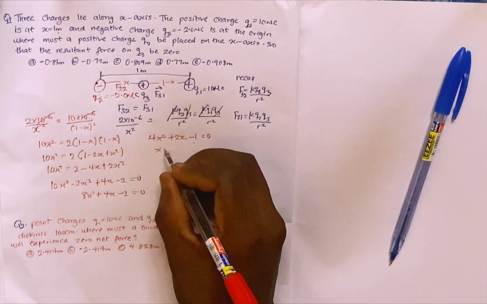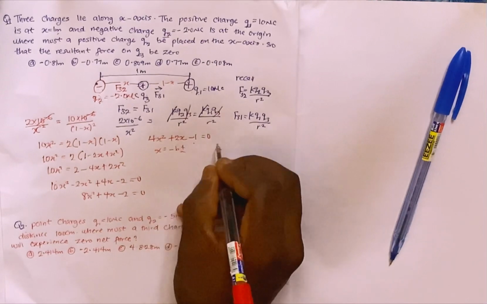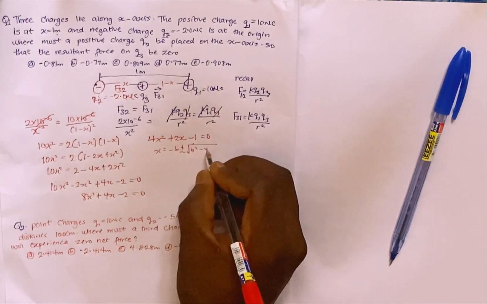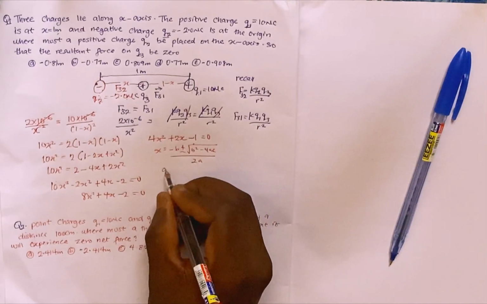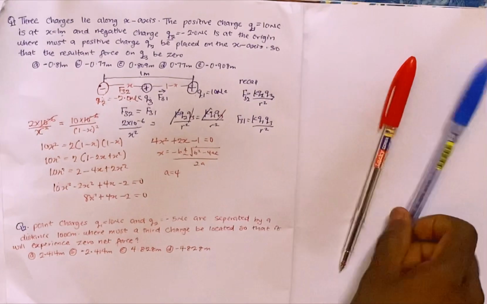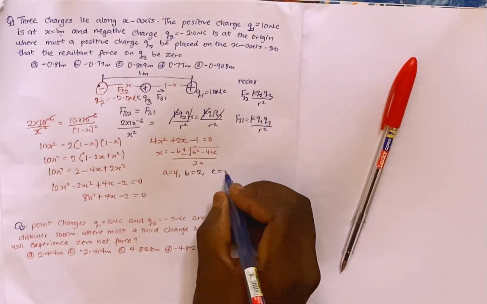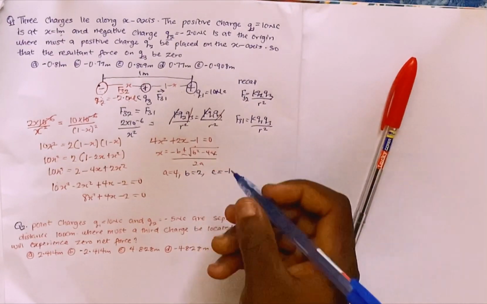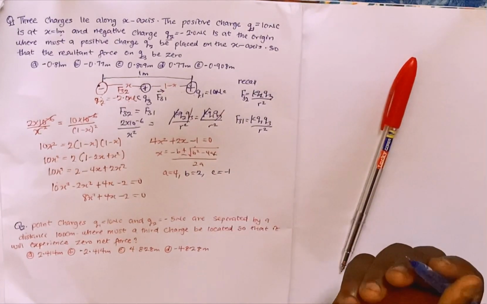x equals minus b, plus or minus root of b squared minus 4ac, all divided by 2a. Then in this case, my a will be equal to 4, my b will be equal to 2, then I'll have my c to be equal to minus 1. So you just need to put it here. Wherever you see b, put the b there. Wherever I see a, put a there, and also your c, put it there.